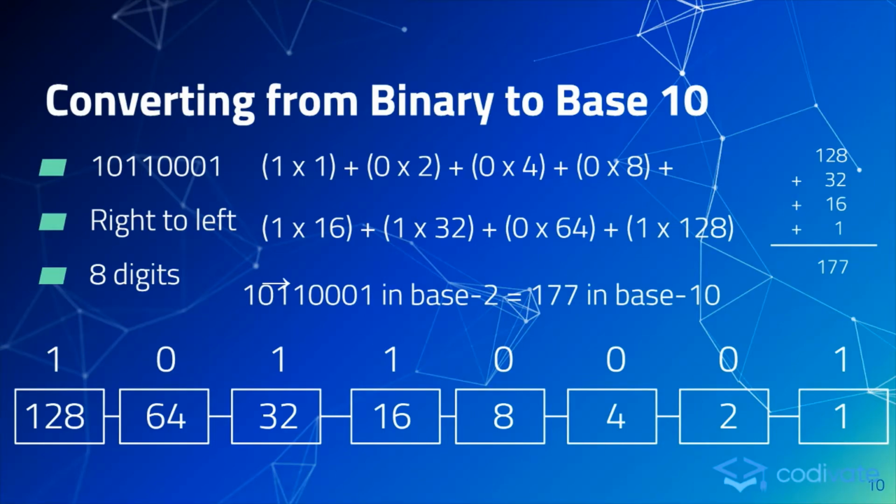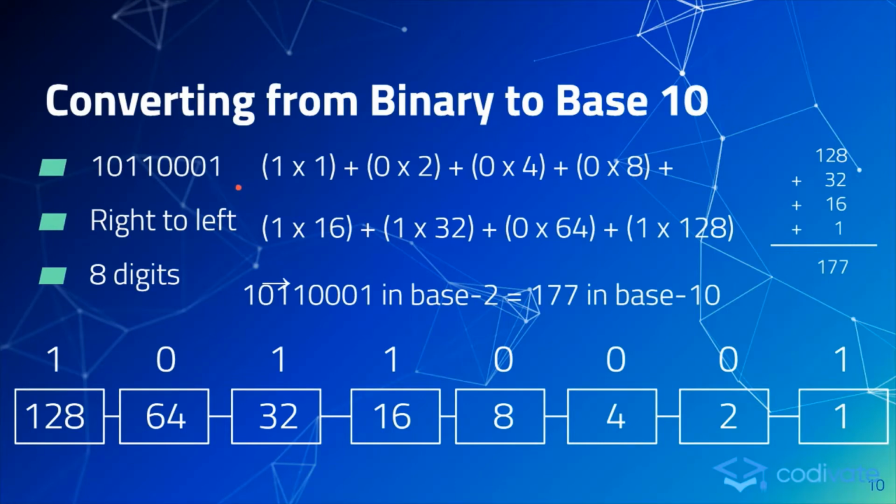But you're probably thinking, how can some long strings of ones and zeros be the same as a number like 97? That's where converting from one number system to another comes in. When we're converting from binary to decimal, we have to look at each of the digits in the number and see what their value is. Let's take a look at the binary number 10110001 right over here.